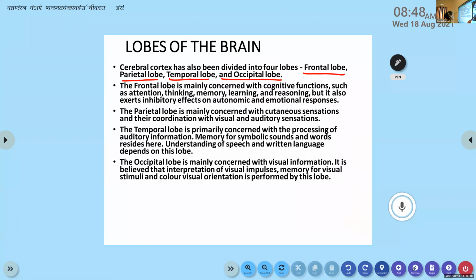Okay, so let's see the functions. Here we have frontal lobe, parietal lobe, temporal lobe, and occipital lobe. Frontal lobe is mainly concerned with cognitive functions, such as attention, thinking, memory, learning, and reasoning. But it also exerts inhibitory effects on autonomic and emotional responses.